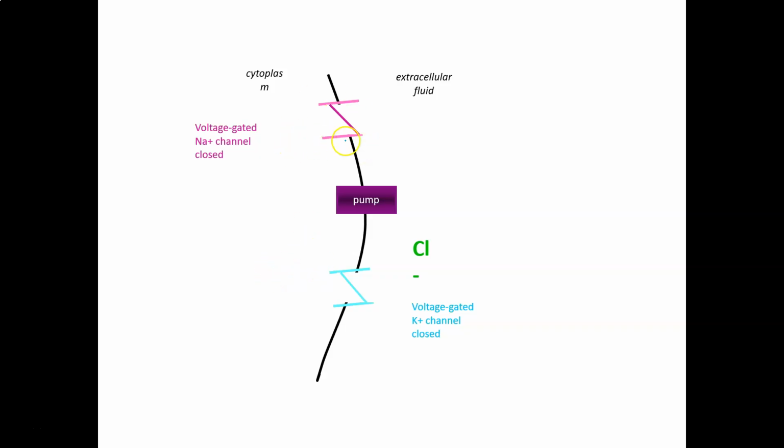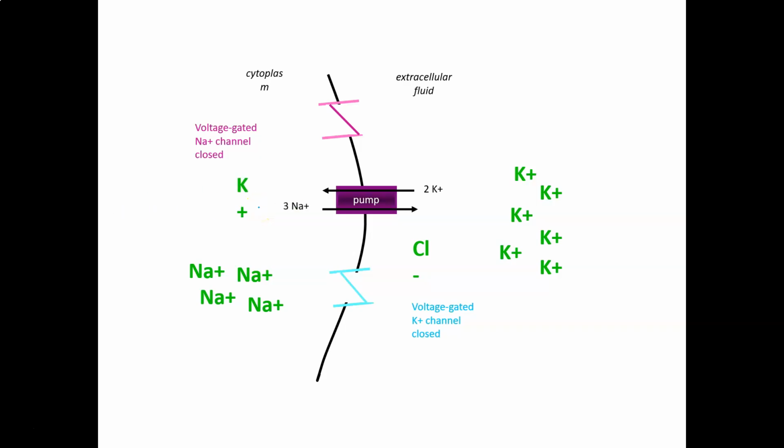Okay, so these voltage-gated sodium channels are closed. So are the voltage-gated potassium channels at the end of the action potential. And now we have too much potassium outside, too much sodium inside. Remember, the sodium-potassium pump, for every 2 potassium it pumps in, it pumps out 3 sodium. So it's constantly moving these ions back to where they need to go at the start of the action potential. Okay, and so for every 2 potassium in, 3 sodium gets kicked out. And we return back to the resting membrane potential.